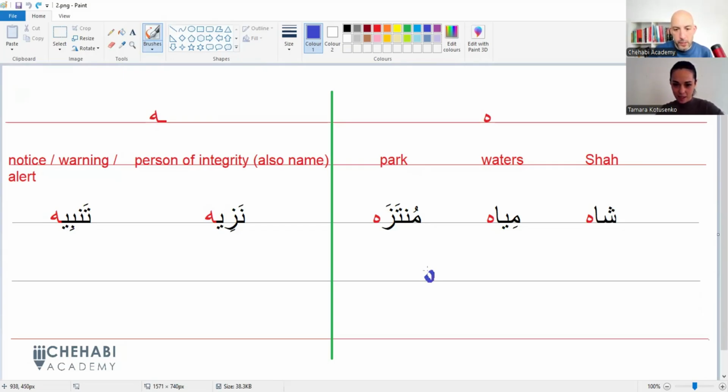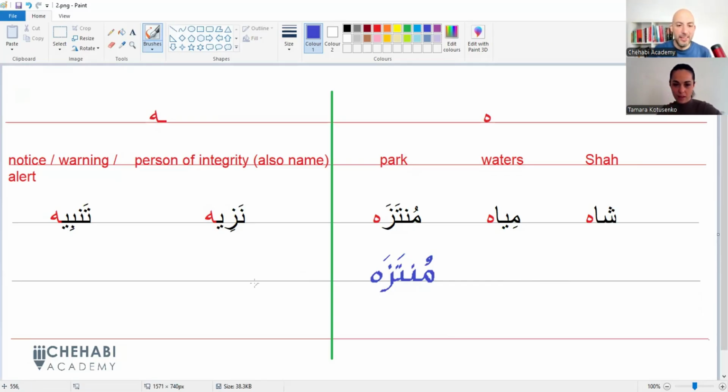Mim, you see at the beginning. Noon, ta, zai, and a gap, because zai does not join, and then ha. Then we put the dots, and at the end, the short vowels. Why is there stress here in this منتزه? Muntazah. It's the first syllable in the word, and the word does not have long vowels.